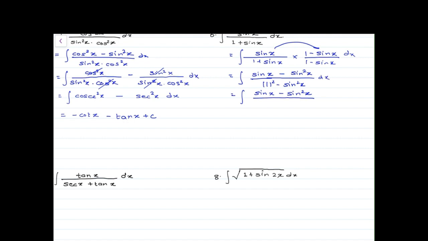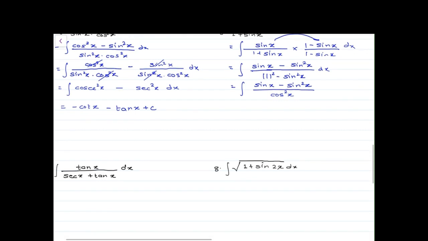Now you know the identity, sine square x plus cos square x is 1. So 1 minus sine square x will give you cos square x. Simple. You just need to remember the identities and that's all. You can solve it very easily, right? So what are you left with? If you separate the denominator, you have sin x upon cos square x minus sin square x upon cos square x.